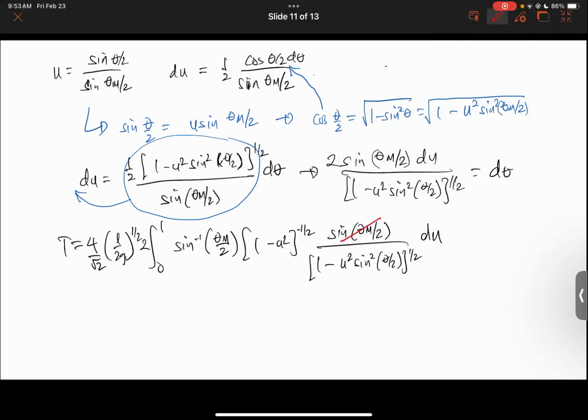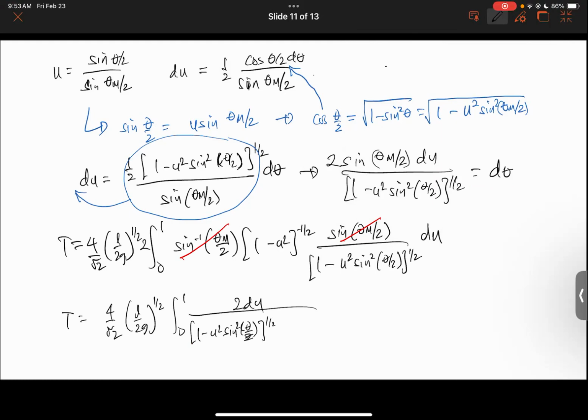So, this cancels with this. Okay? At ang magiging expression natin for the period will then be, we will end up with 4 over square root of 2 L over 2G raised to the 1/2, 0 to 1 ng 2 du all over 1 minus u squared sine squared theta over 2 raised to the 1/2 and then 1 minus u squared raised to the 1/2. Okay. Okay pa kayo?